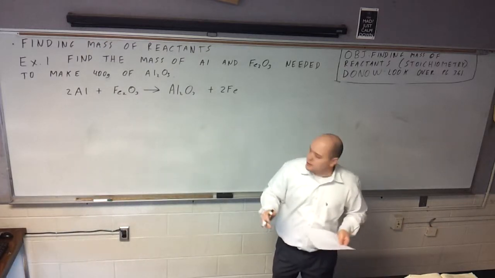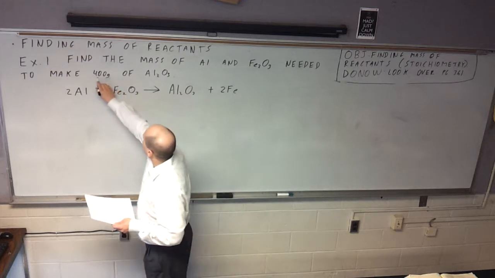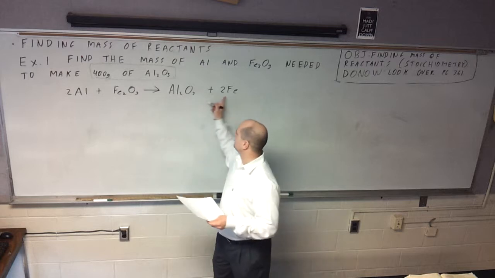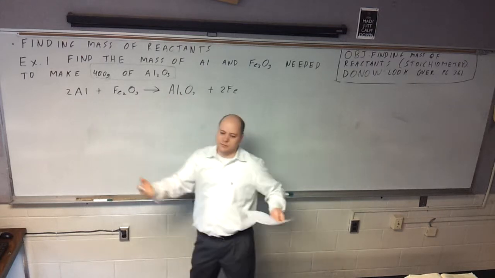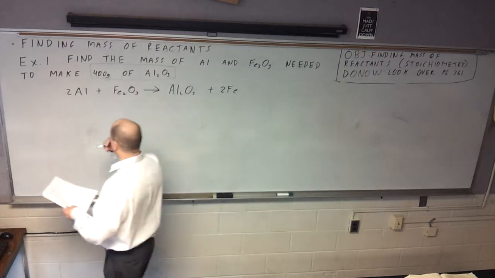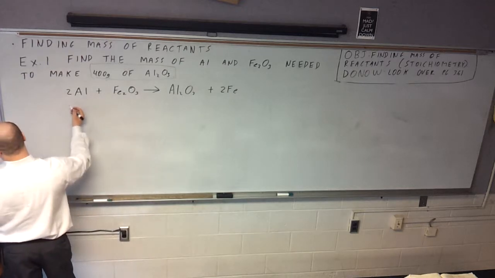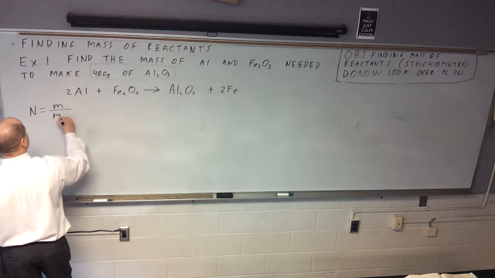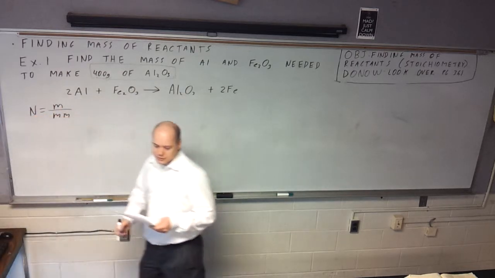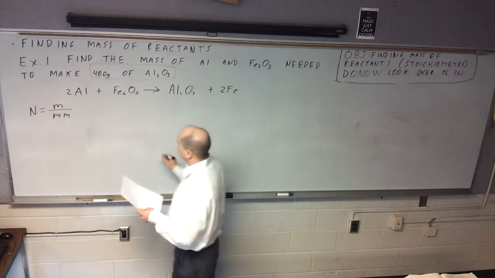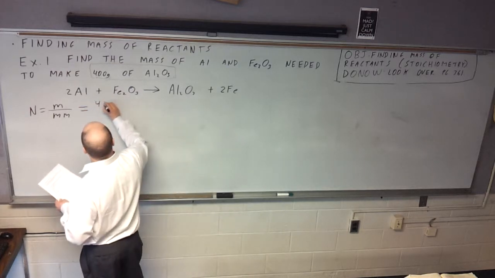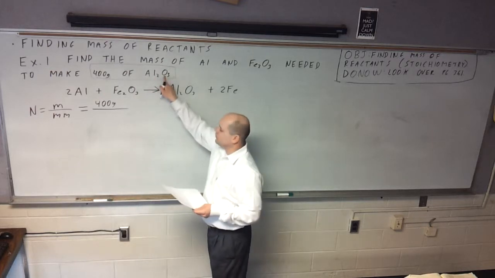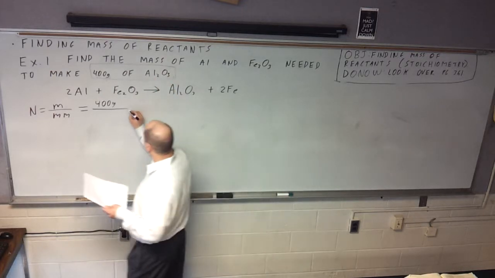Okay, next step is we know the mass of the product we want to make. We need to find number of moles, because we can't go from here over to here unless we're in moles. That's kind of how it works. Number of moles equals mass divided by molar mass, right? That equation you've seen a million times. And so it's going to be 400 grams is the mass, and then the molar mass of Al2O3. So let's just go ahead and do that.